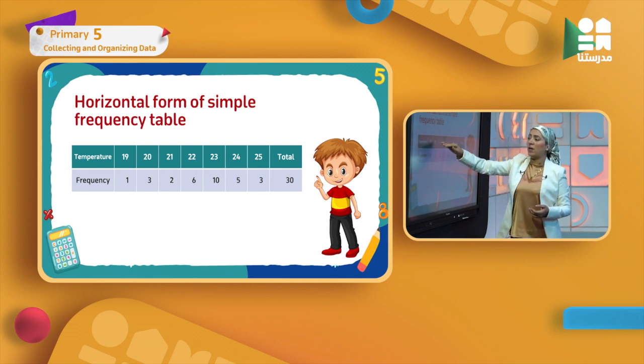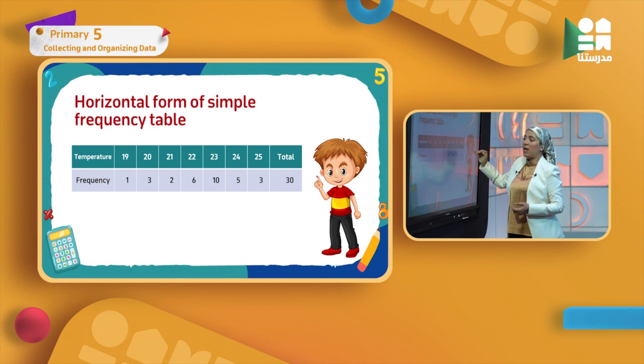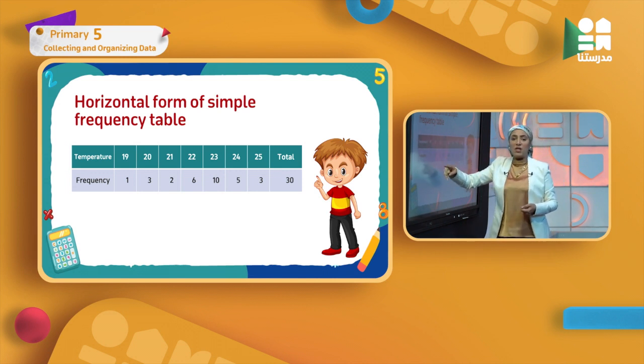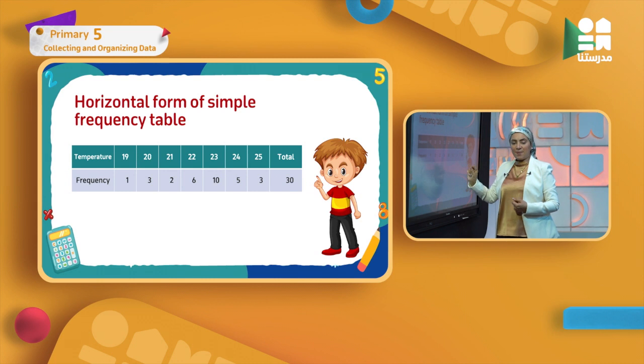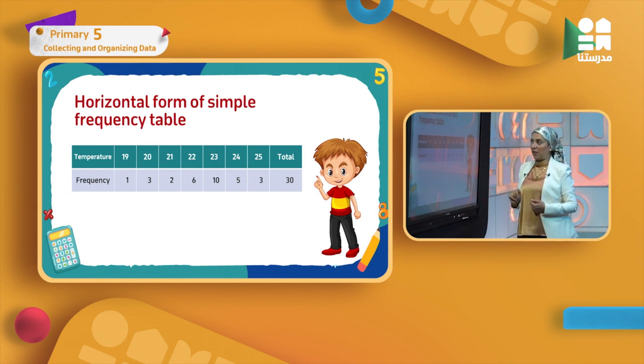So here I can write the temperature in the first row, and under each one of them I write the frequency or how many times each one of these occurred or took place during April. And of course at the end the total of my frequencies or the total number of times that every temperature took place during April while Ali was observing. Now let's go back to our place and have some examples.